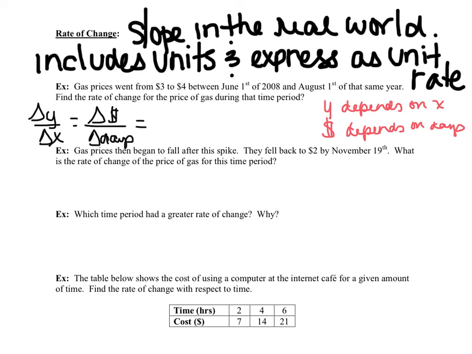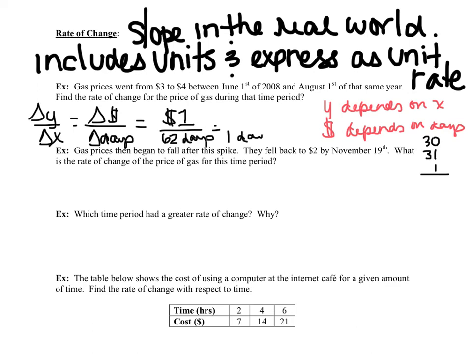And so obviously $3 to $4 is a change of $1. And June 1st to August 1st, so that would be 30 days in June, 31 days in July, and then August 1st I'll include, so that'll be 62 days. So this tells me that in a 62-day period, the price of gas went up by $1, but I want to figure out how much it went up in 1 day.